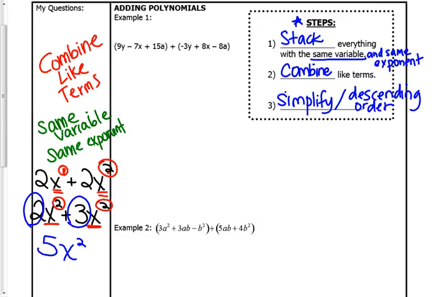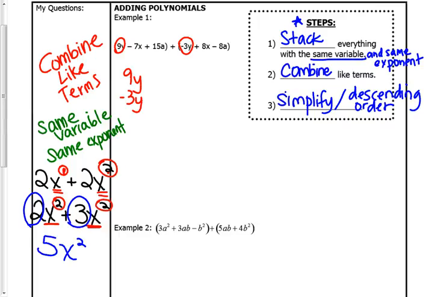Okay, so the first thing I see here is a 9y, right? So I'm going to write the 9y down. Do I have another y term that I can stack underneath this 9y that I can combine? And I do. I see this negative 3y. You always want to make sure you're taking the sign in front of that number.